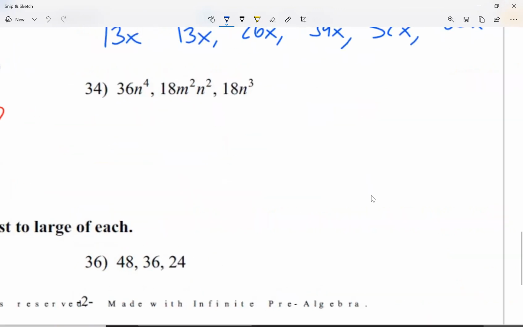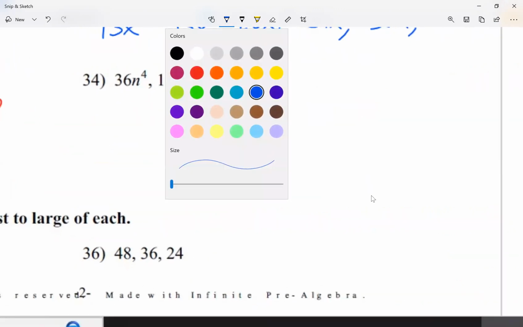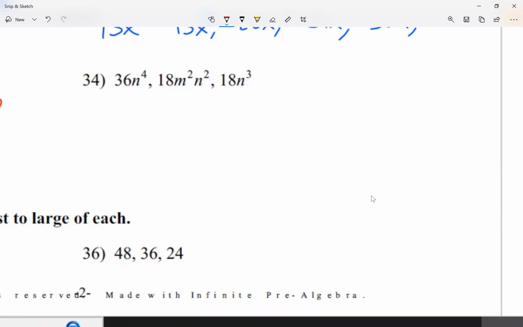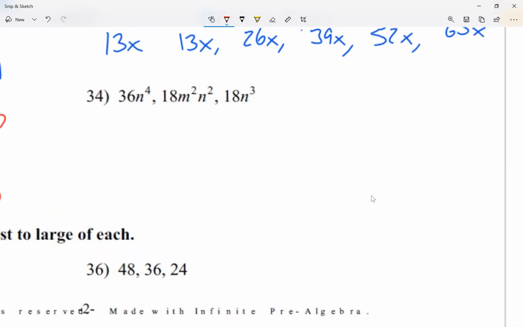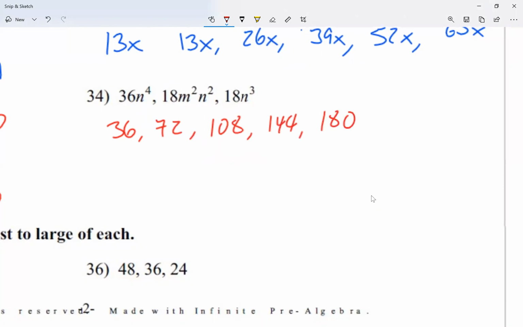Okay, let's take a look at number 34. Let me do the work. Let me find the multiples of 36. So I'm going to start at 36. And for each additional number, I'm going to add 36 more. So I have 72, 108, 144. I have 180, and I'll stop.